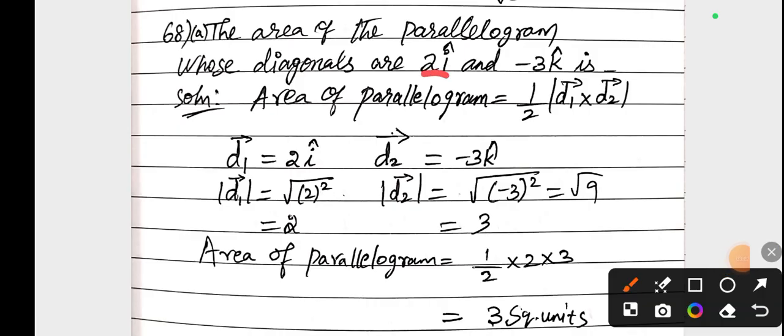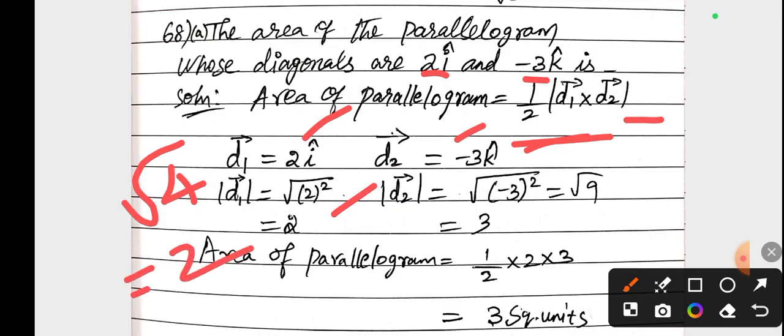Area of the parallelogram whose diagonals are minus 2i cap and minus 3k cap, and plus 2i cap and minus 3k cap. What is the area of a parallelogram? Half into magnitude d1 vector cross d2 vector. d1 is 2i cap, d2 is minus 3k cap. Find the magnitude, children. Root over 2 square, root 4. What is the root 4 value? 2. Simply applying the formula. For this question, this formula only you should know. Apart from this, no teaching is needed here. So root over minus 3 square is root 9.